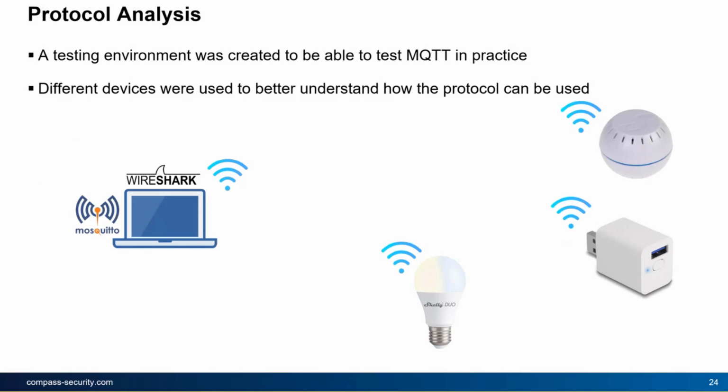So how did I analyze this protocol? I created a testing environment. I created a hotspot on my device, had Wireshark running there, and had the Mosquitto broker enabled. Then I had all my devices connected via Wi-Fi, and tried to understand how the device works, how the protocol looks, and get a better understanding of everything.